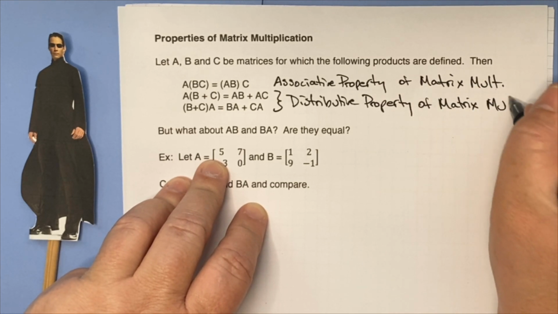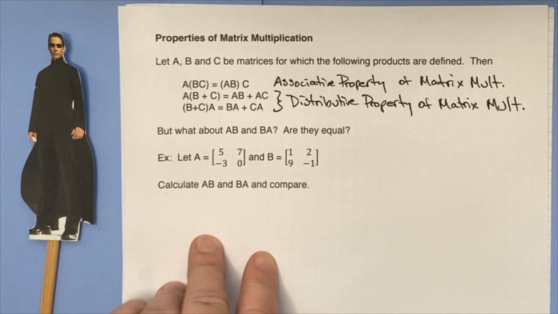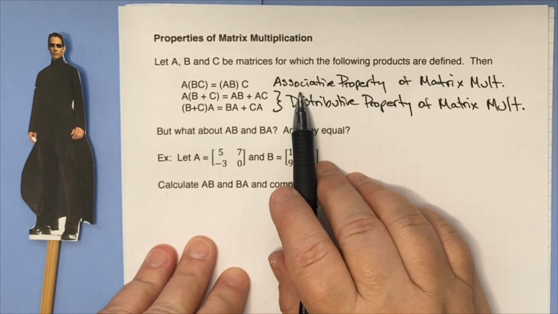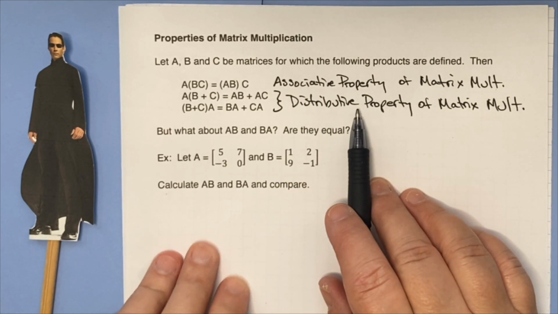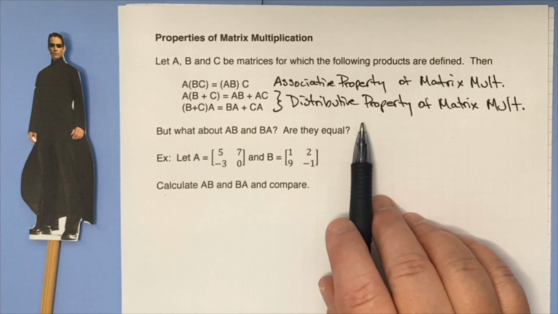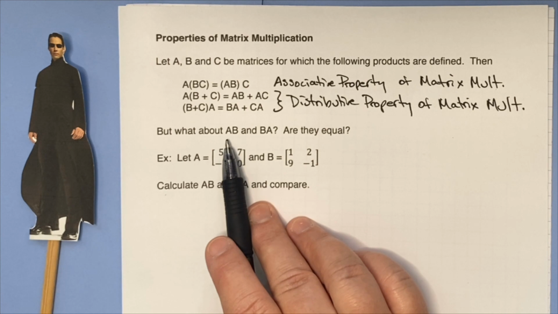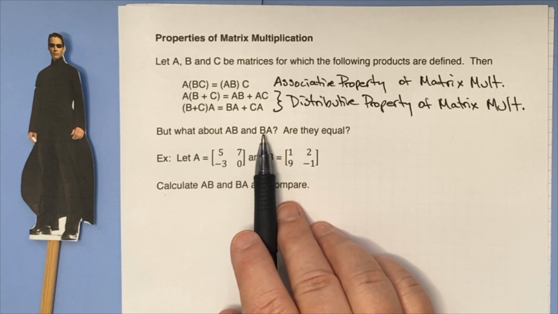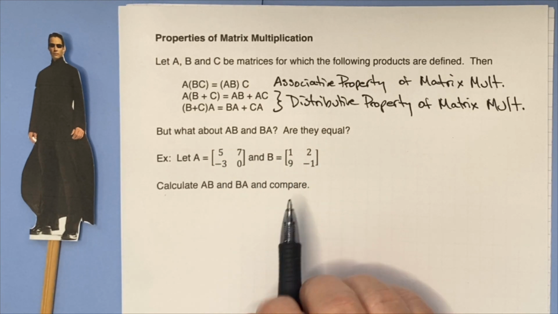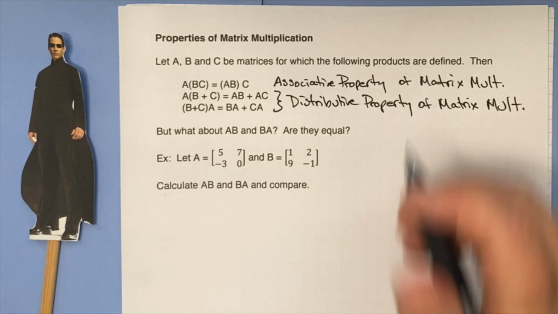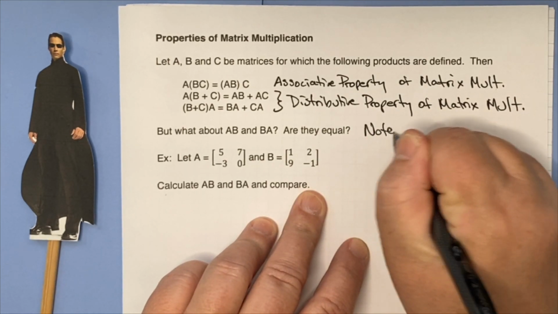And so normally there are three properties. There's the associative property, there's the distributive property, and there's one other. And that is the commutative property. So the question is, will we multiply A times B and we multiply B times A? Do we get the same thing? And I would say as a note, why would we think they are?